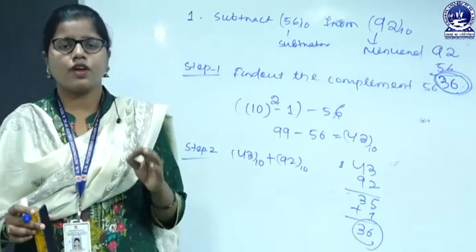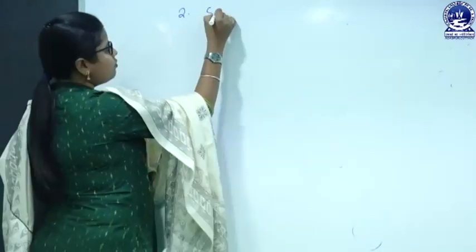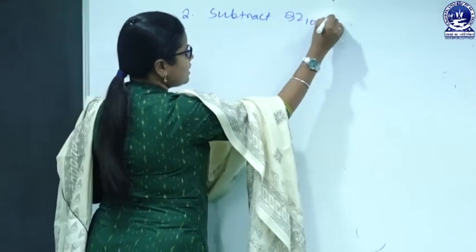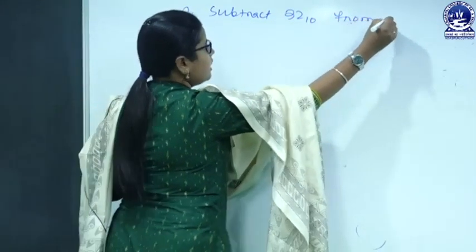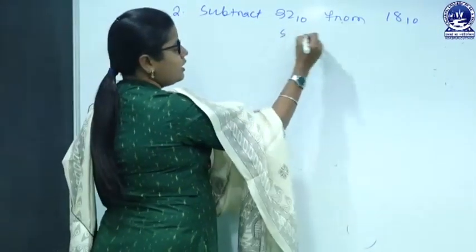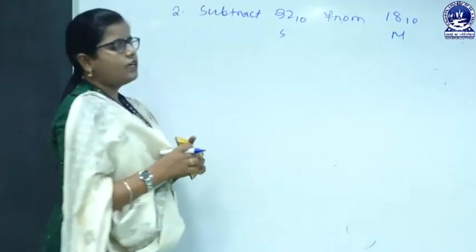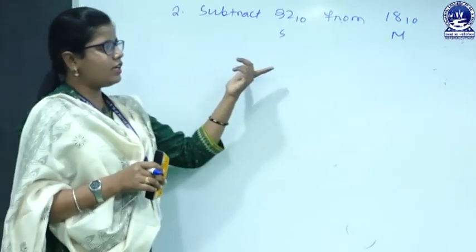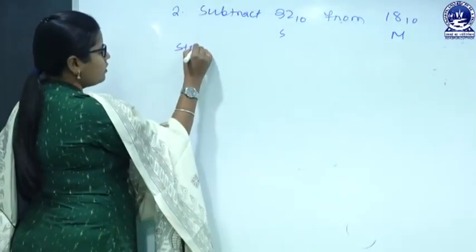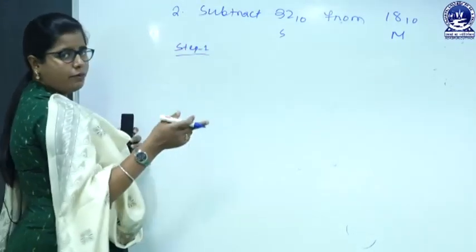So let's see where we don't have a carry. Okay, subtract 32 base 10 from 18 base 10. So here is the subtrahend, here is the minuend. Now the subtrahend is actually greater than the minuend. So in the first step, we need to complement 32.